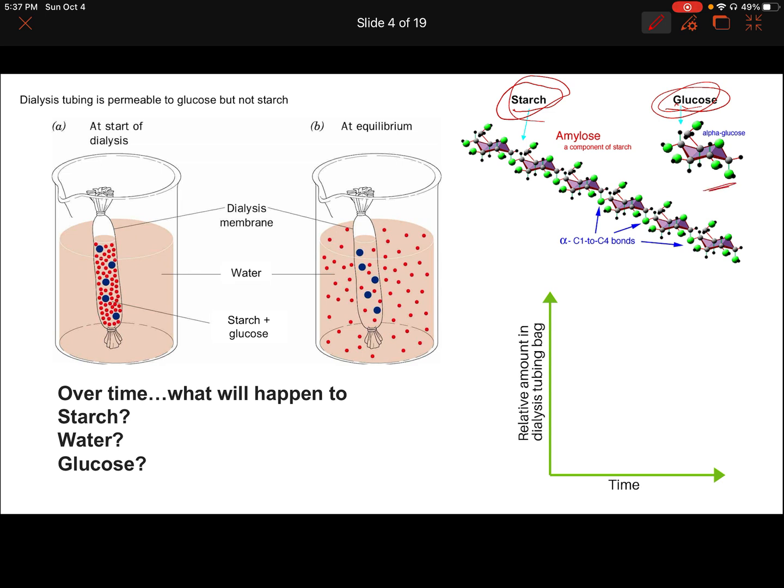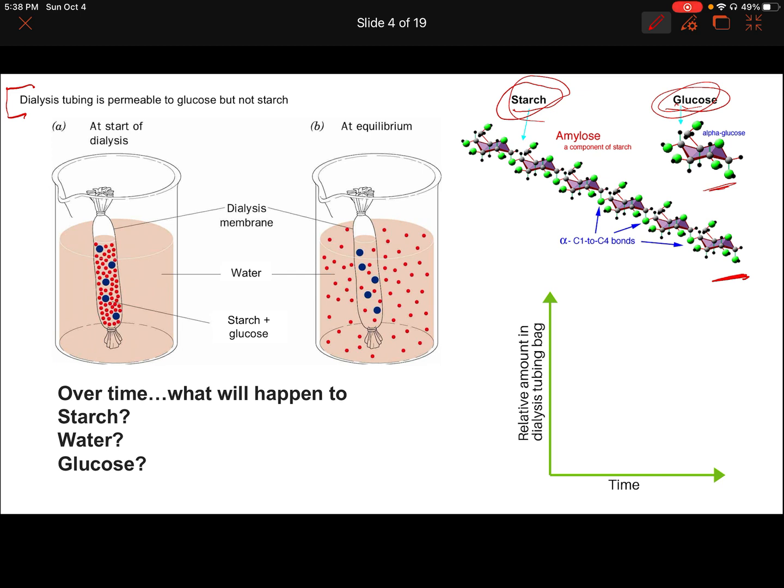Remember that glucose is a monosaccharide, meaning it is one sugar molecule, and starch is a polysaccharide, meaning that it's many, many, many glucose molecules all put together. Okay, so it's a much bigger molecule. So the dialysis tubing is permeable to the glucose, which is smaller, but not to the starch. So starch cannot go through the membrane.